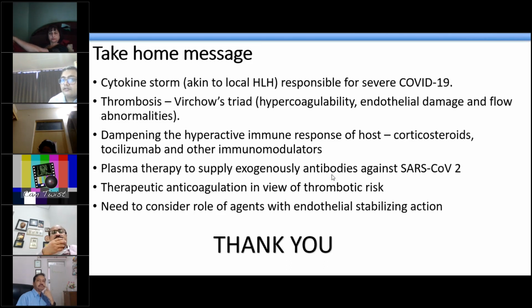Plasma therapy to supply exogenous antibodies against SARS-CoV-2, therapeutic anticoagulation in view of thrombotic risk, and the need to consider the role of agents with endothelial stabilizing action, because it is the endothelial injury that is leading on to the thrombosis.